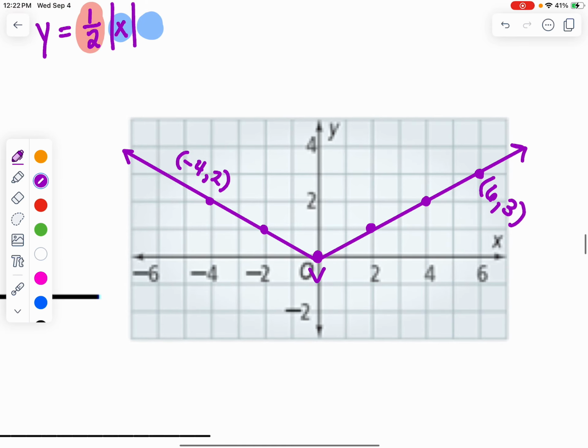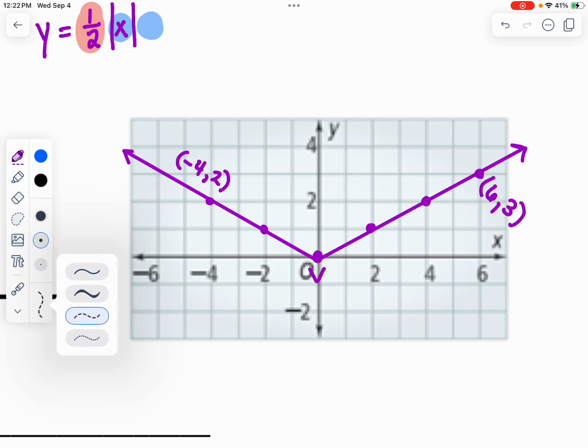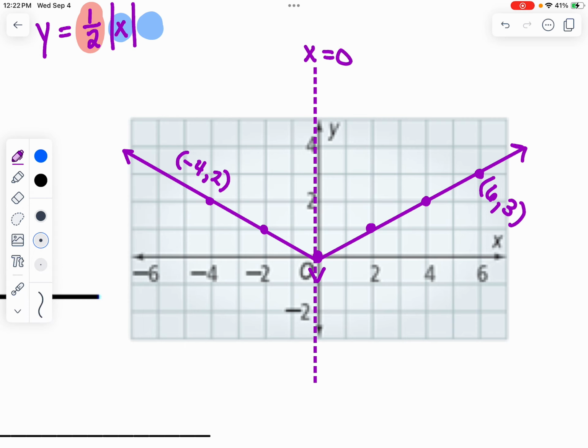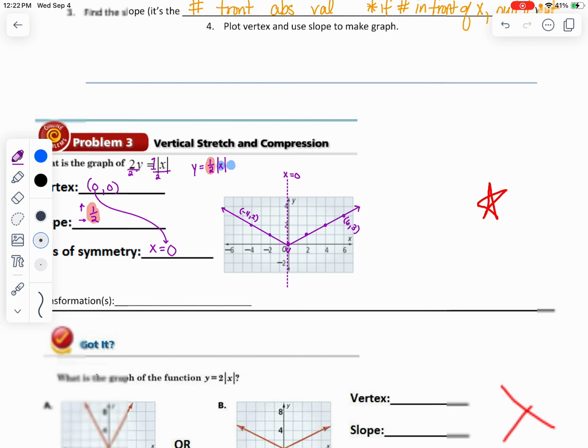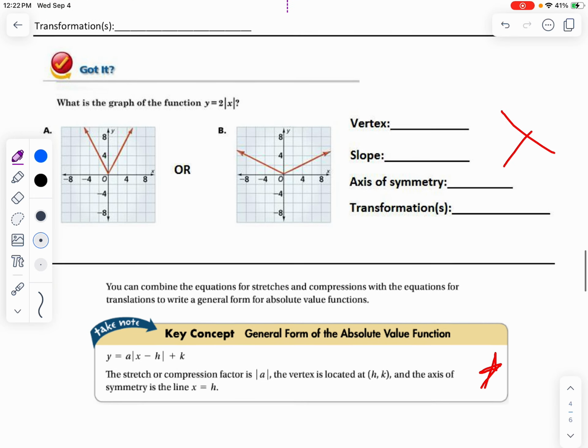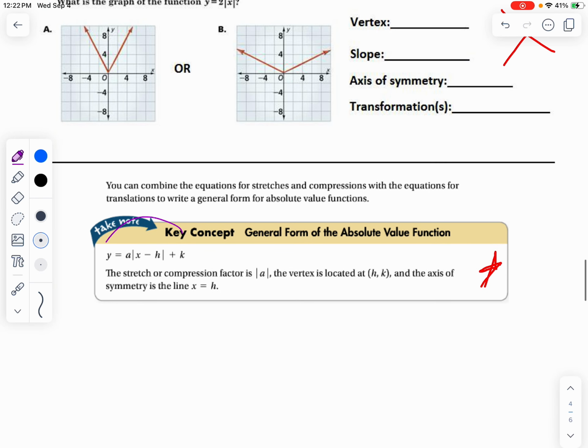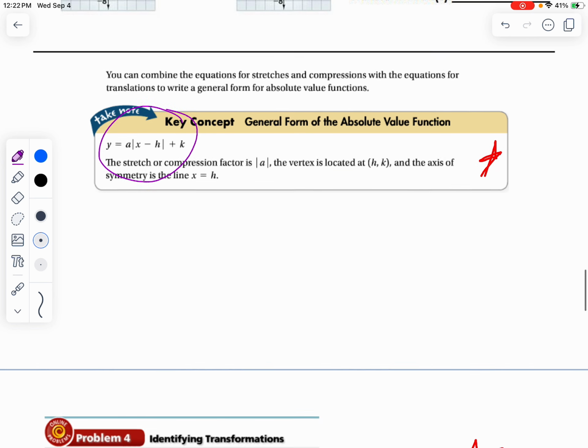And your axis of symmetry, I think it's worth it to show you with a broken line, is right here. It's where you could fold it around, and it would be the equation of x equals 0. Let's try again. Let's skip that one. All right, now we're going to apply all of the translations.